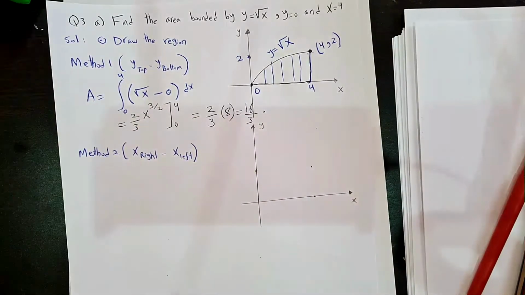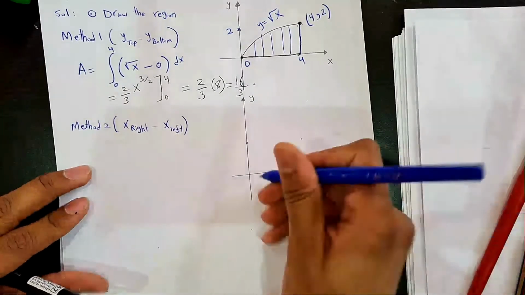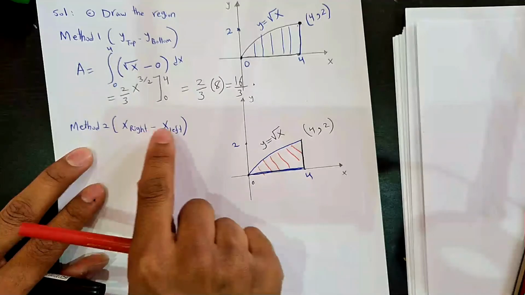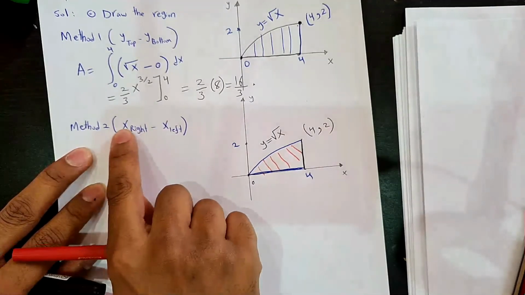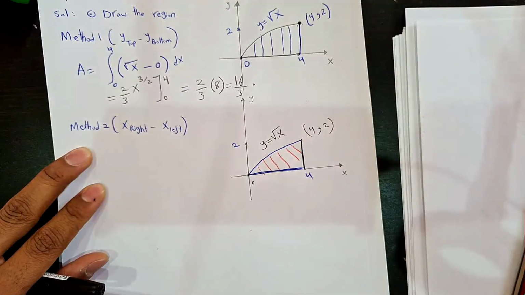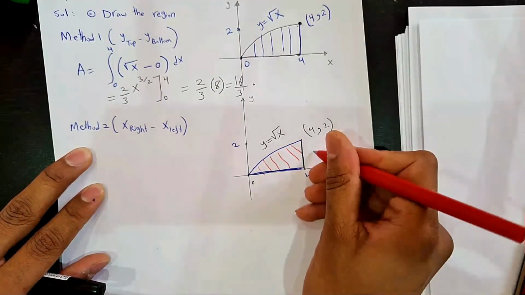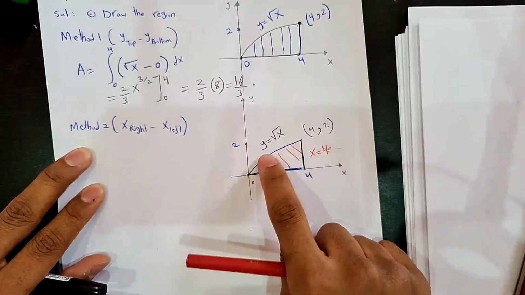This is very clear. Now let us see method 2, which is x right minus x left. Again, you need to graph. You remember, when we say x right minus x left, we need to solve for x because you need x right minus x left. What is the x on the right? Look this way and tell me what is x on your right. Clearly it is x equal to 4. What is x on the left? It is this blue part.